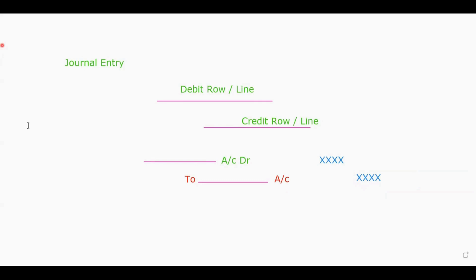After that, we need to enter the narration. We can write the narration as per our convenience, but it should start with the word being. After that, whatever narration you have to write, you can write it. There is no objection. So this is the format of the journal.